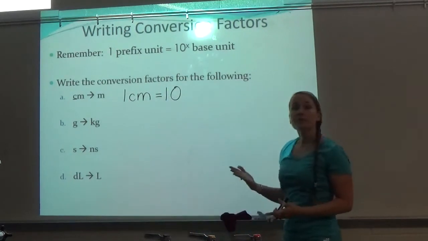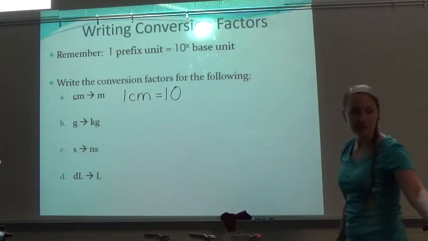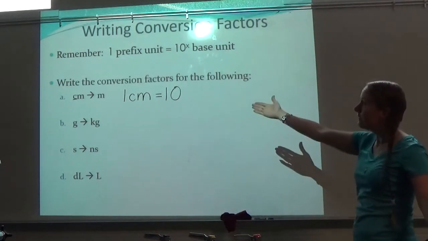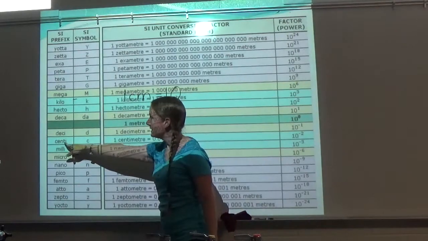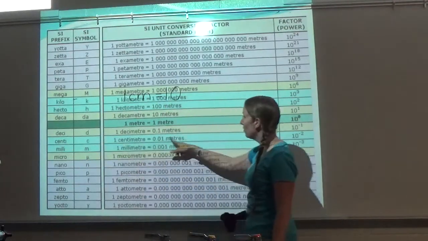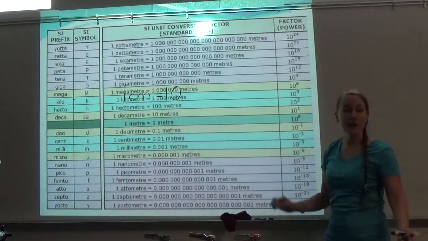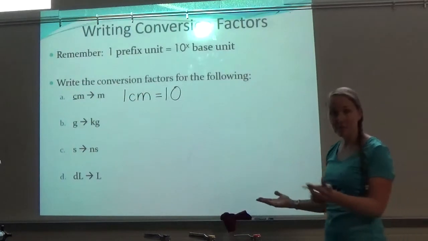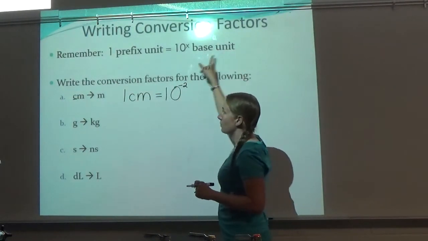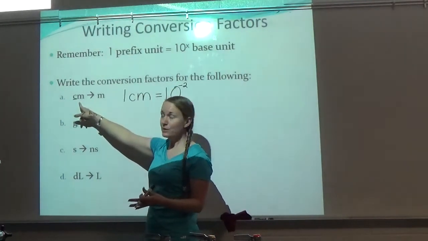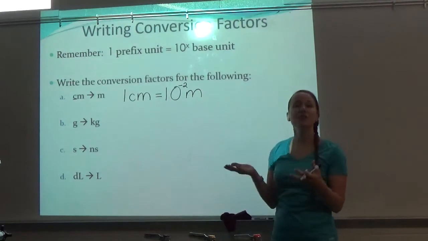The x comes from your prefix chart. So I'm going to click back and just hope this doesn't block what we need to be looking at. I need to find my power for centi. So I go here and I find centi, or c, and I go over here and I see it's 10 to the negative 2. That's how I know my x needs to be negative 2. And then I put my base unit. We already decided centimeters is the prefix unit, so meters has to be the base unit. That's how you write a conversion factor.